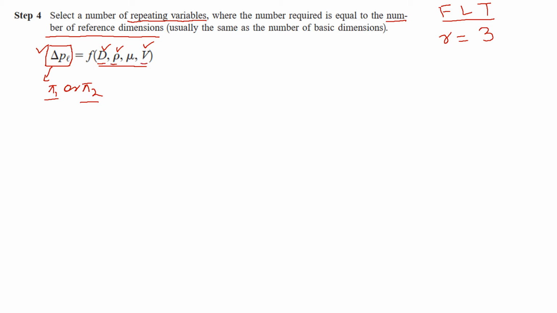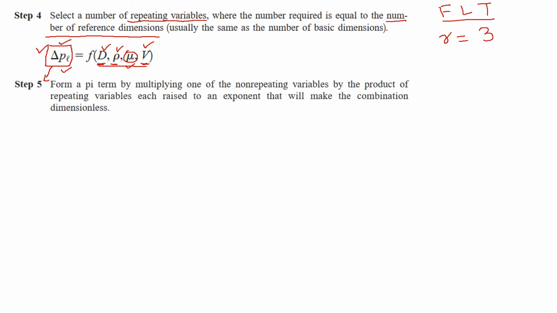I will then be left with 2 non-repeating variables. One will be the pressure drop per unit length and the other will be viscosity. So the pressure drop per unit length and the viscosity will be my non-repeating variables, and velocity, density and diameter will be my repeating variables. They will appear both in pi 1 and pi 2. So this was my step 4, in which I needed to identify the repeating variables. So let's move to step 5.